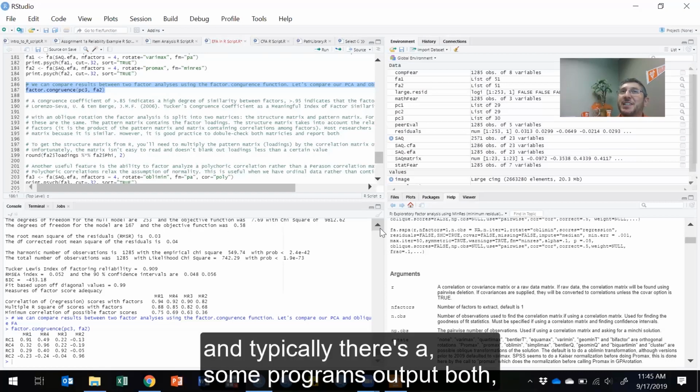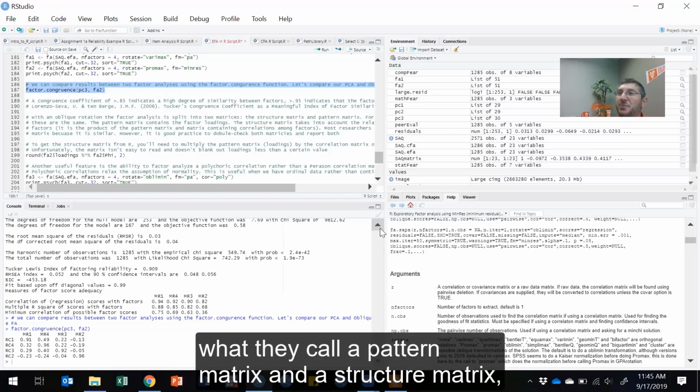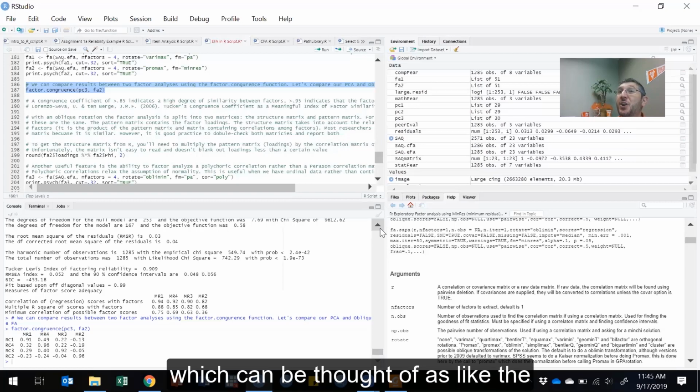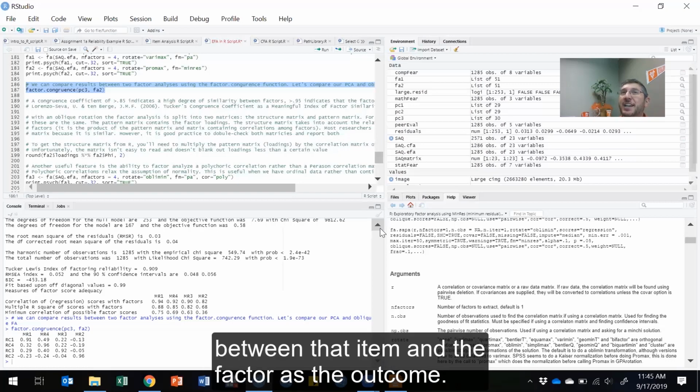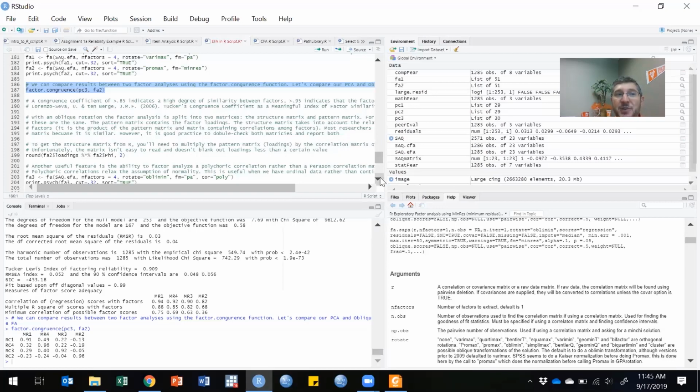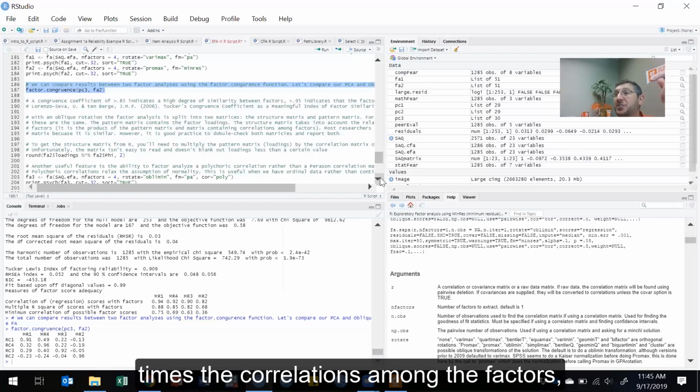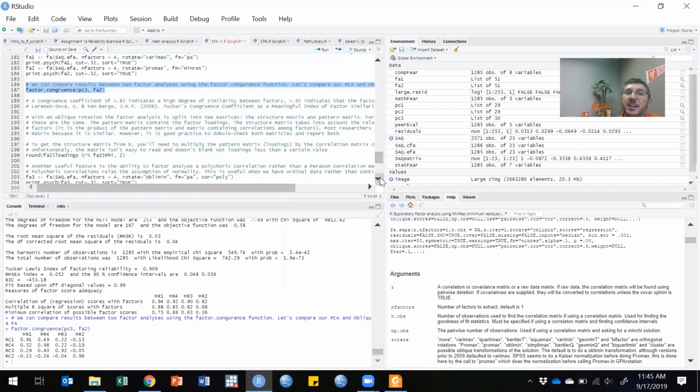And typically, some programs output both what they call a pattern matrix and a structure matrix. R here only produces the pattern matrix, which can be thought of as the standardized regression coefficient between that item and the factor as the outcome. The structure matrix is basically the pattern matrix loadings times the correlations among the factors.